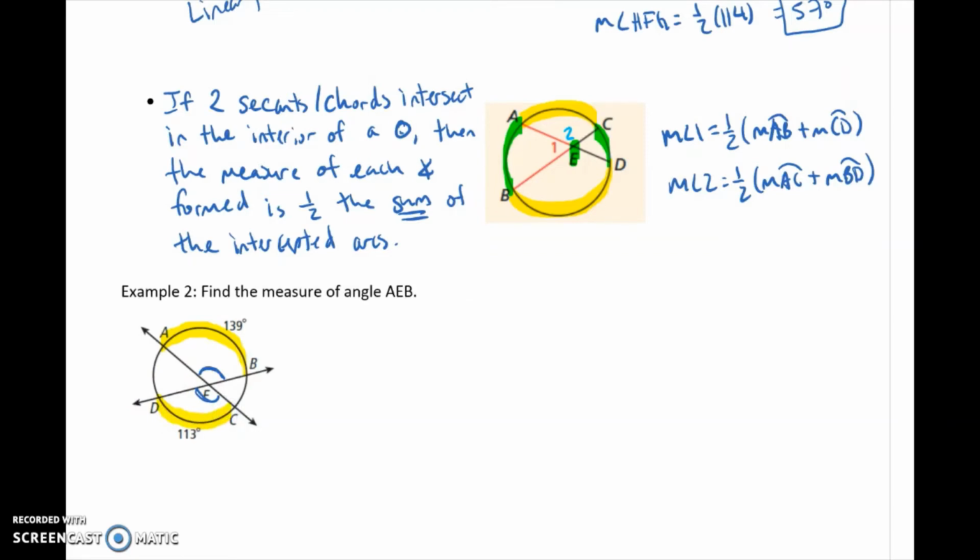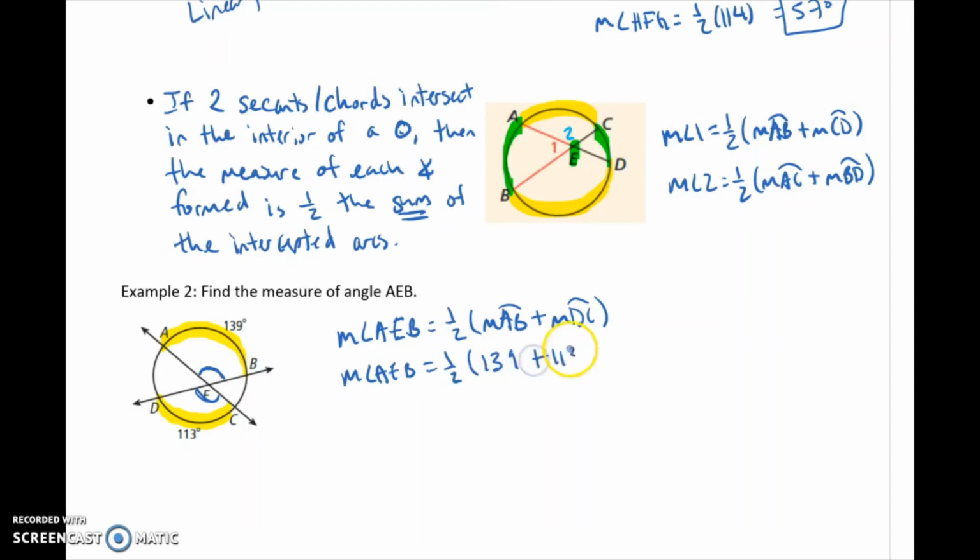So I'm going to use that information to set up my equation. So the measure of angle AEB is going to equal 1/2 of the arc measure of AB plus the measure of arc DC, and then just plug it all in. These theorems don't have any nice names to go with them, so remember, if you're using them in a proof, just abbreviate, summarize as well as you can. Okay, so just make sure you have your PEMDAS done correctly. 113 plus 139, that's going to give us 252, and then divide that by 2 to get 126.